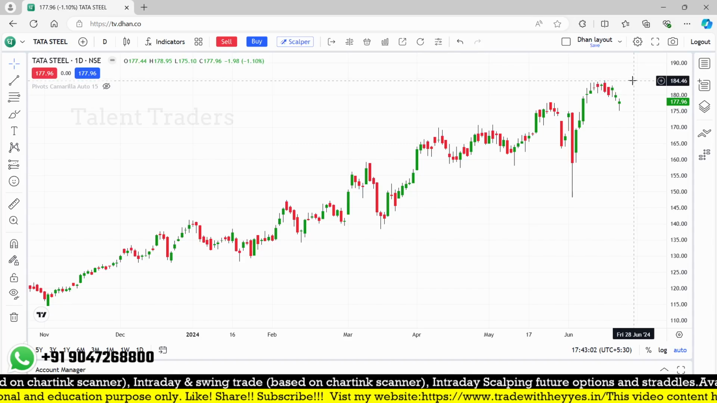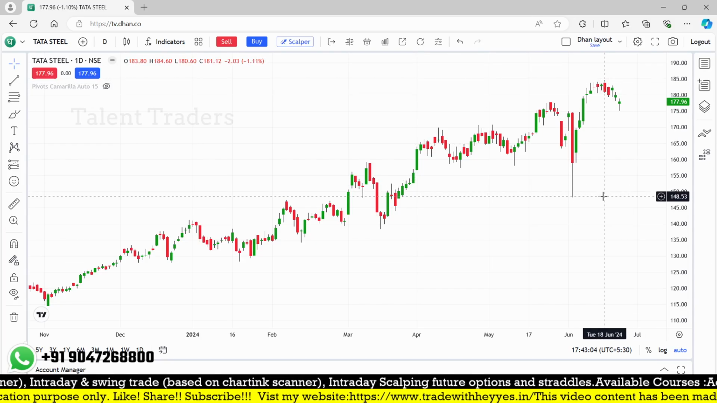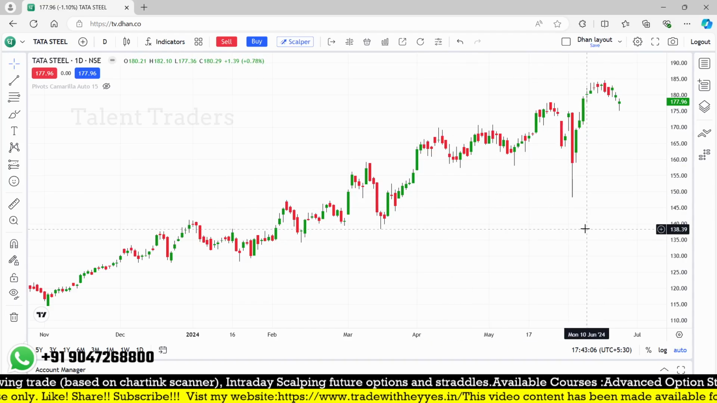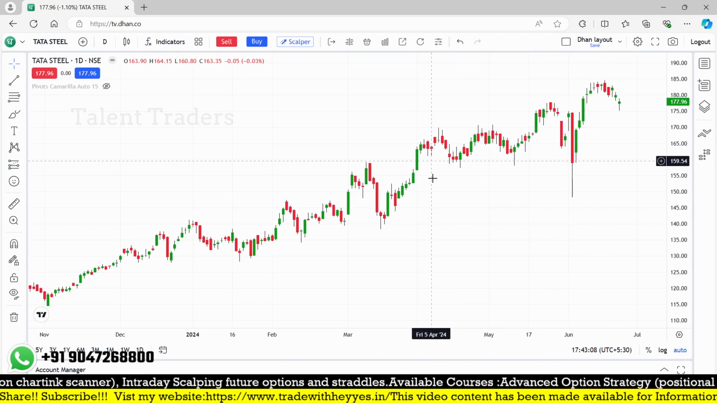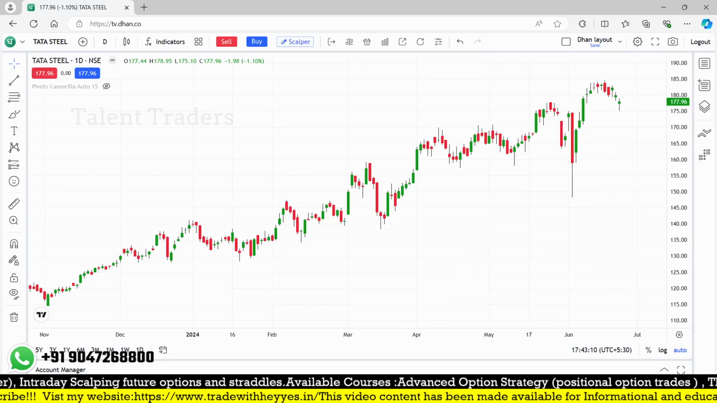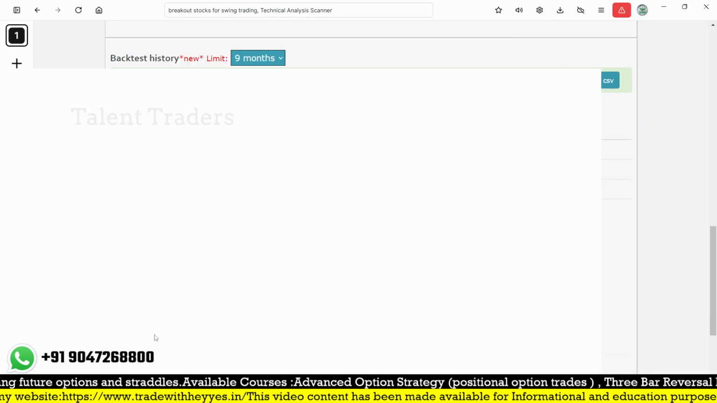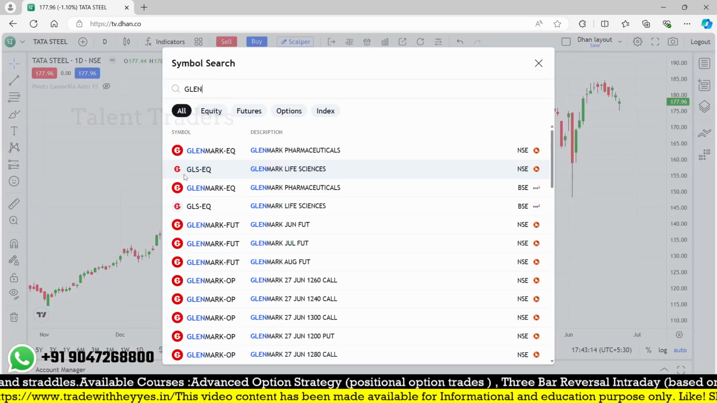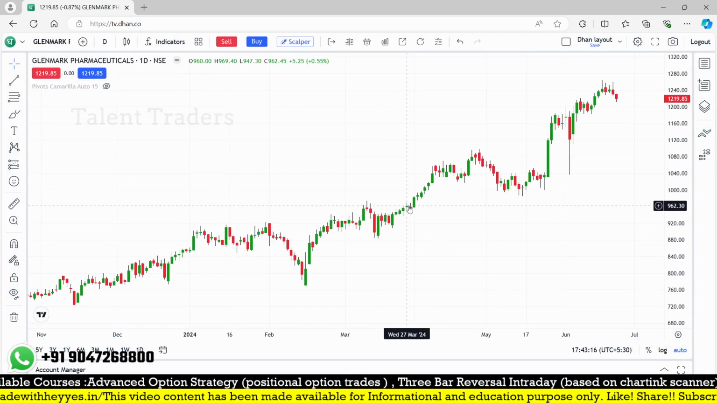Now the stock moves up to 184. Meanwhile, it came down to 148. There is another opportunity where we can find an entry at a lower level. Next, Glenmark on the same day, the 1st of April.